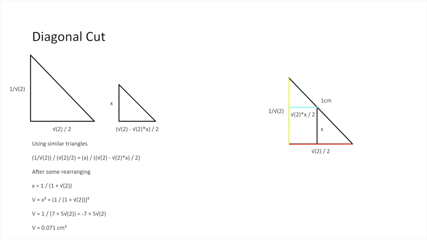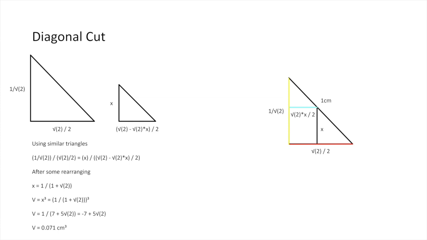Awesome. But we're not quite done yet, because the question asks for the volume. So, what do we have to do? We have to cube x. You know, base times width times height, all that good stuff. So, when we cube x, we get minus 7 plus 5 root 2, which is approximately equal to 0.071 centimeters cubed, because units are good.